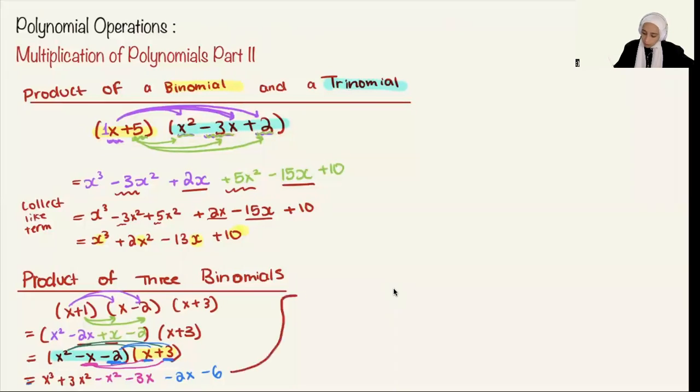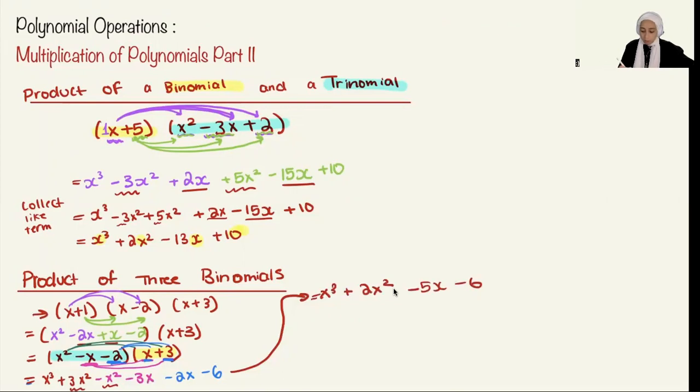All right, so let's simplify this over here. I'm going to have x cubed. I collect like terms, so they've already been collected over here. So 3x squared and negative x squared, that's going to be plus 2x squared. And then negative 3x, minus 2x, that's negative 5x. And then minus 6. And this is my simplified form over here of this multiplication of 3 binomials, okay?